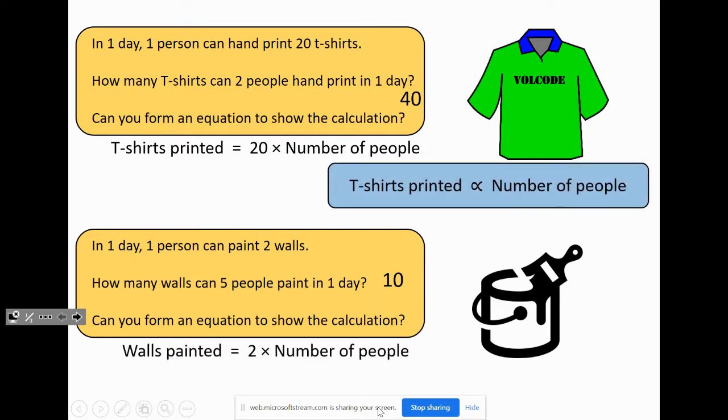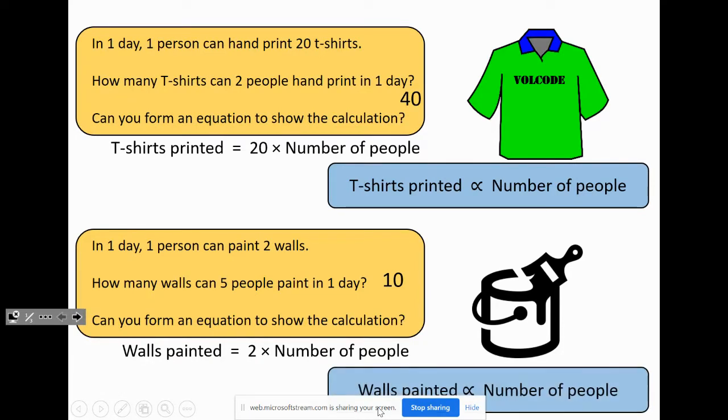Now, this right here is what's called direct proportion. So the t-shirts printed are proportional to the number of people. That's what that symbol means. It means proportional to. T-shirts printed is proportional to the number of people. And we can say the same thing about the walls painted and the number of people. Both are proportional to each other.